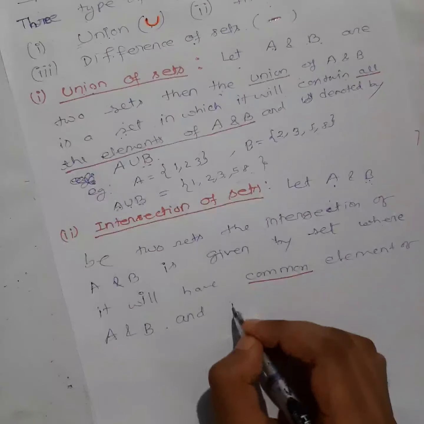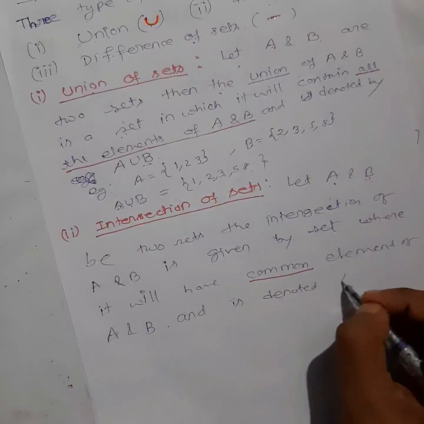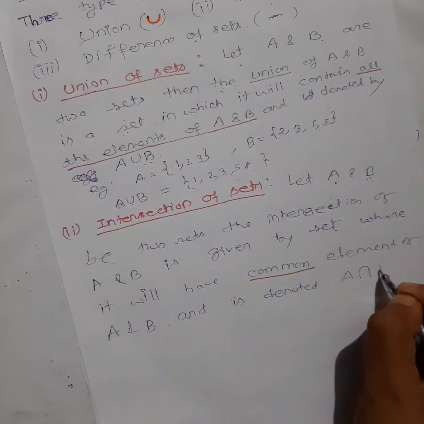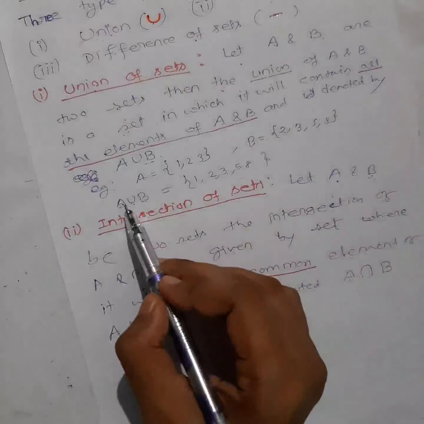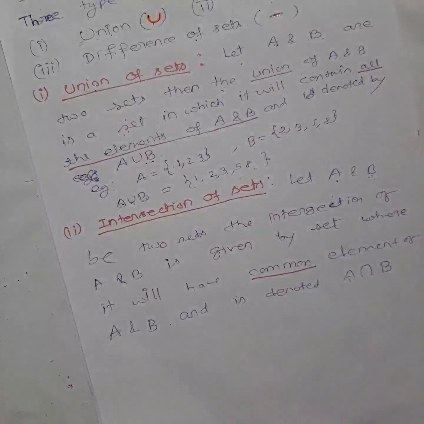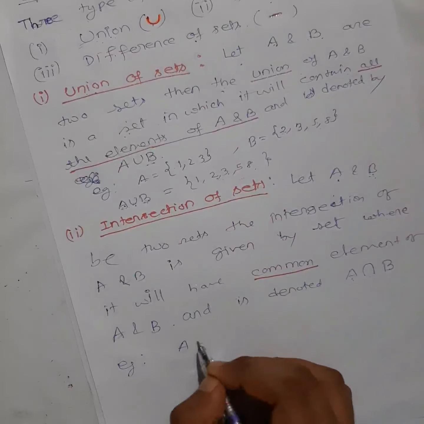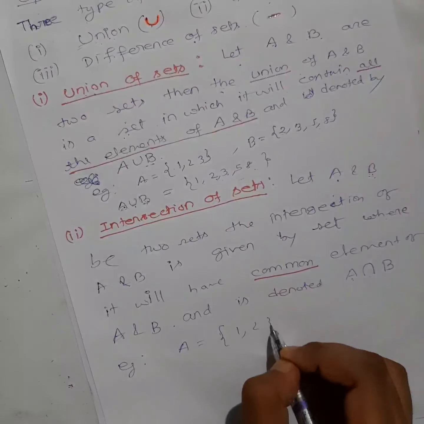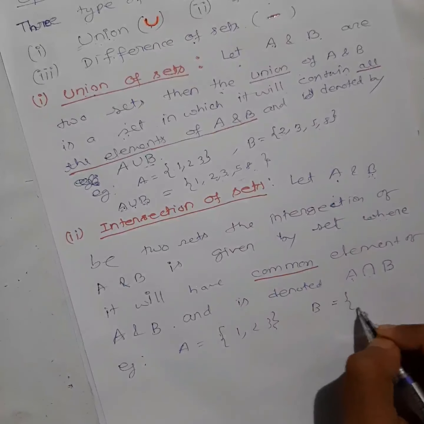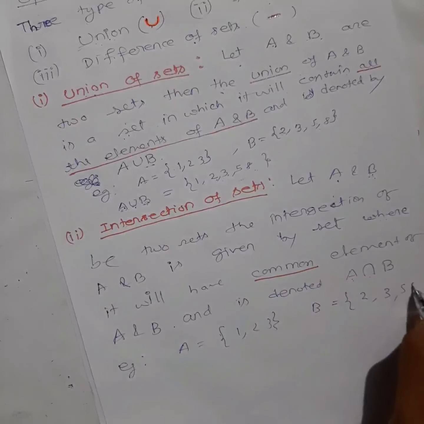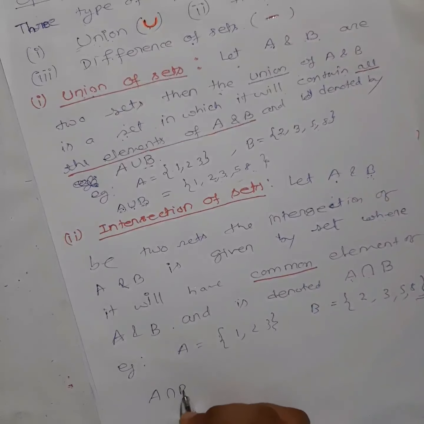So what basically it means, see the example. Let me write down the notation also. It is denoted by the new set A intersection B. This is how we read A intersection B, and here A union B. Okay, so example, A is a set where the elements are 1, 2, 3, the same set I will take here. B is a set where I will take the elements 2, 3, 5, 8. Then what will be your A intersection B set?